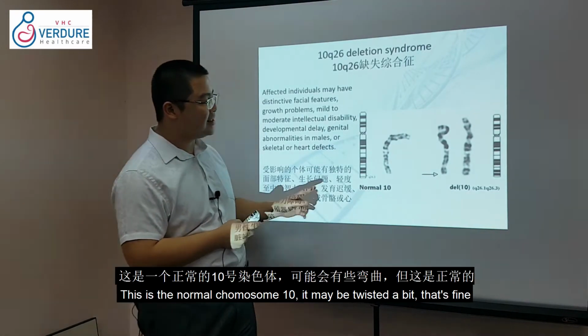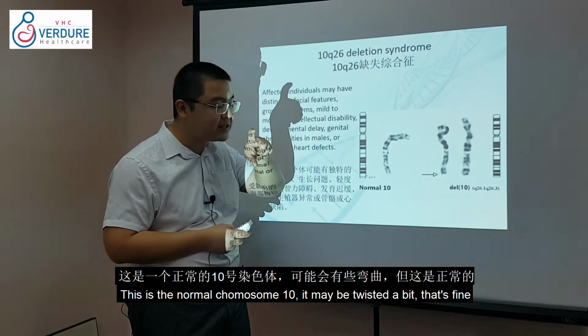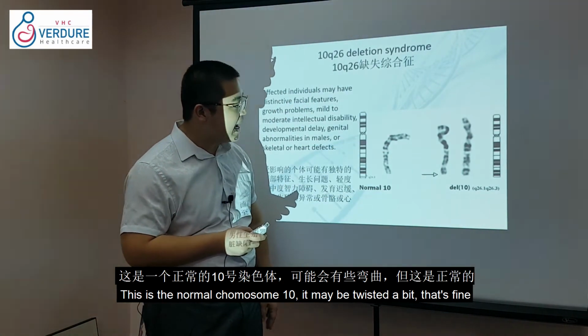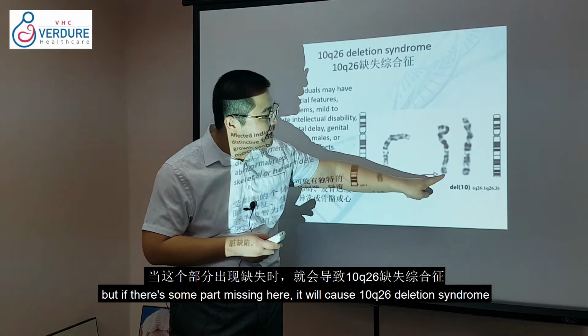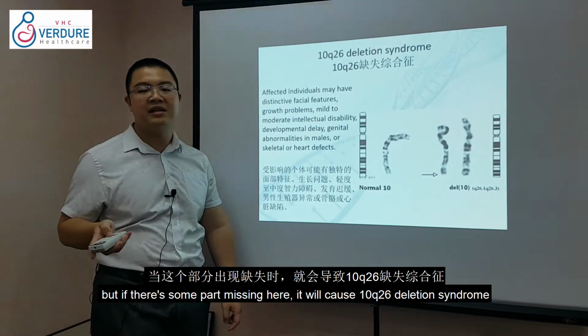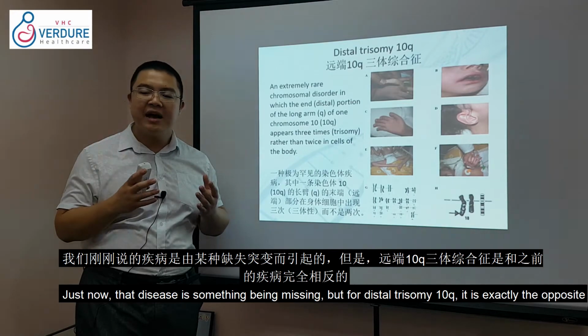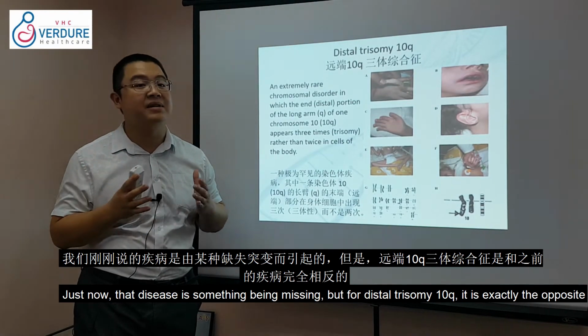This is the normal chromosome 10, all right? As you can see, it might be twisted a little bit, that's fine. But if there are some parts missing down here, that's not okay. That will be the 10q26 deletion syndrome. Just now, that disease was something being missing.